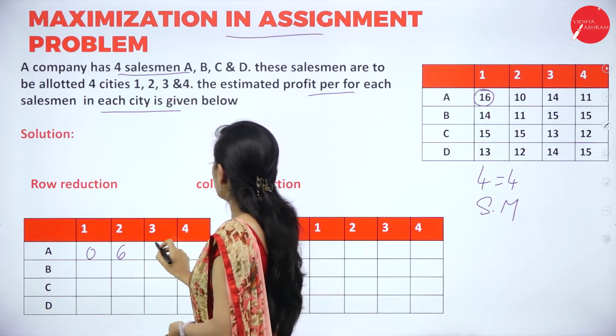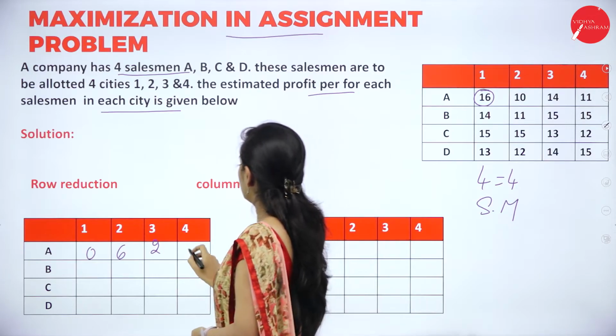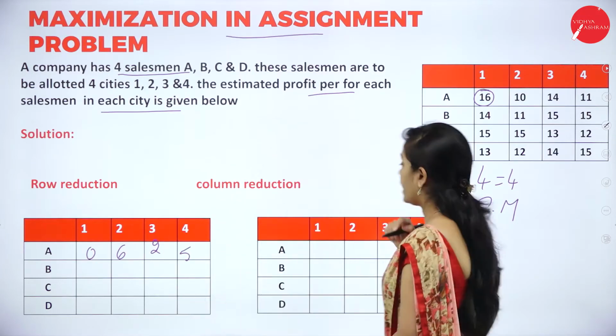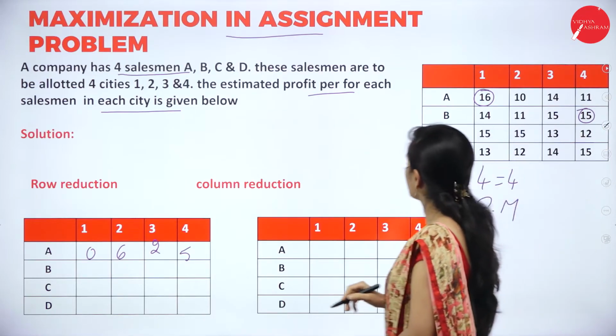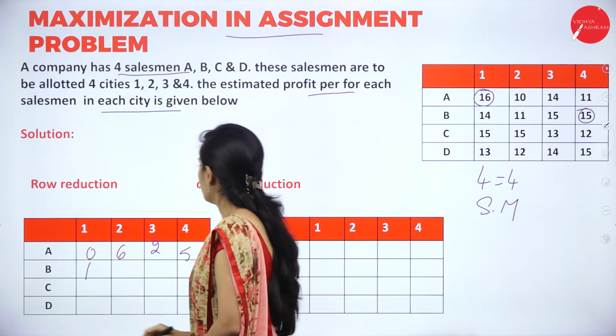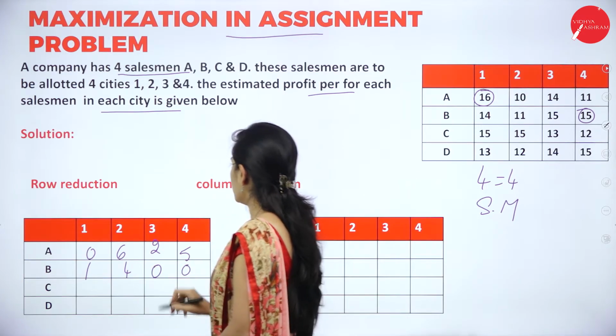16 minus 14, and 16 minus 11, it is 5. And in the second row, the maximum value is 15. 15 minus 14, 15 minus 11, 15 minus 15, 15 minus 15.